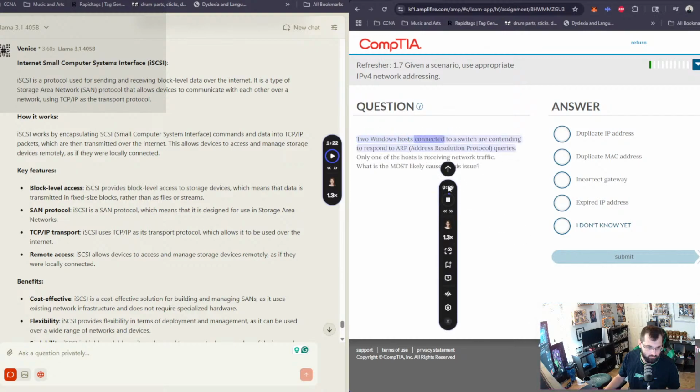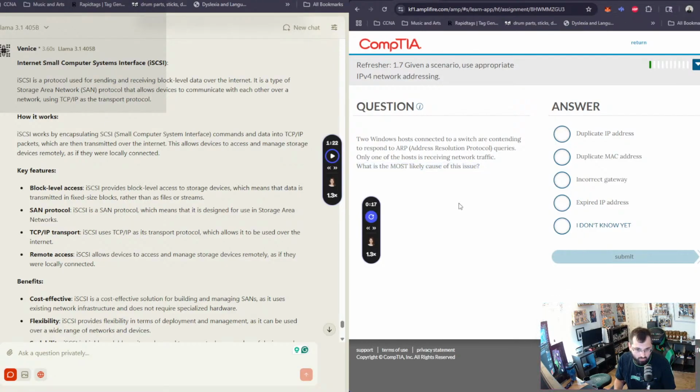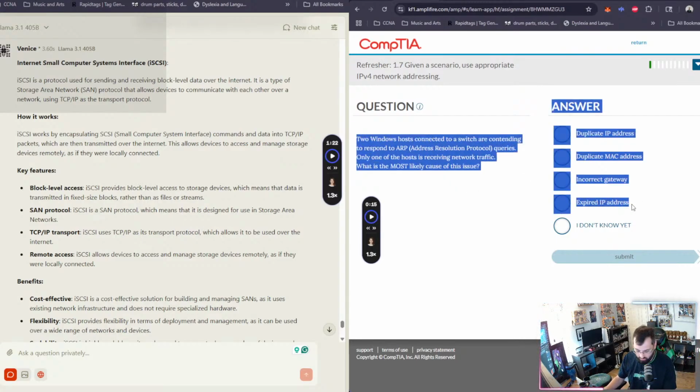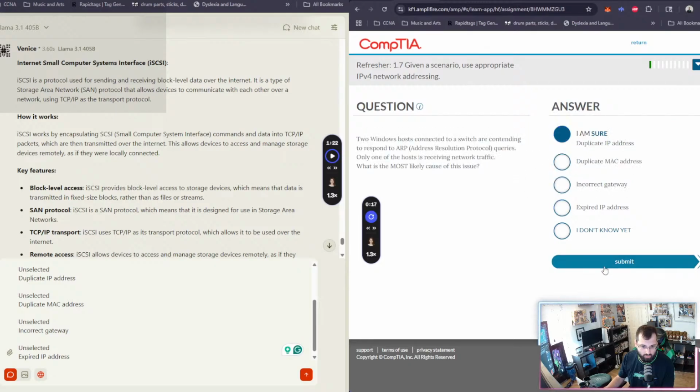Two Windows hosts connected to a switch are contending to respond to ARP, address resolution protocol, queries. Only one of the hosts is receiving network traffic. What is the most likely cause of this issue? There's duplicate IP addresses. Now, I don't understand why it is a duplicate IP address and not expired. But it is duplicate IP address.